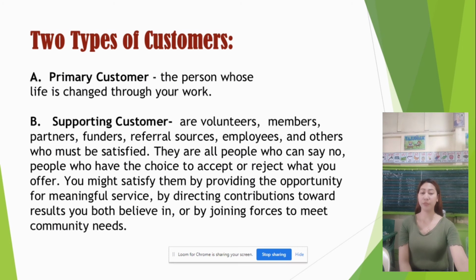They are all people who can say no, people who have the choice to accept or reject what you offer. You might satisfy them by providing the opportunity for meaningful service, by directing contributions toward results you both believe in, or by joining forces to meet community needs.